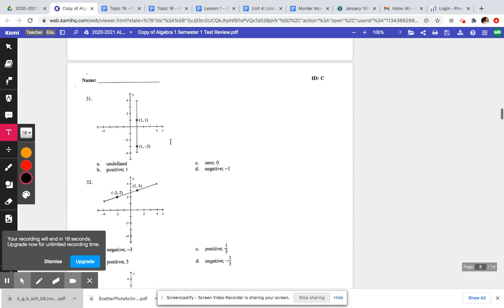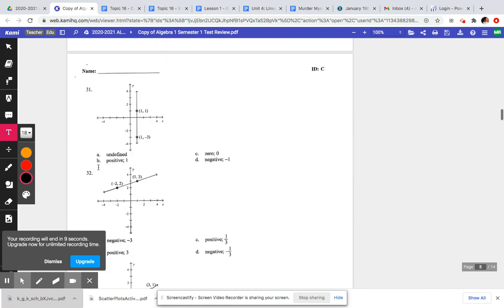We can continue this looking at 31. We don't have a slope, right? This isn't even a function, so it's undefined. A is your answer. If it's not a function, it doesn't pass that vertical line test, y'all. It's automatically undefined.